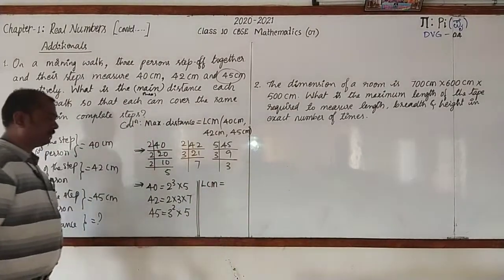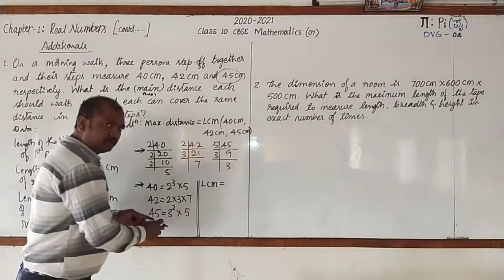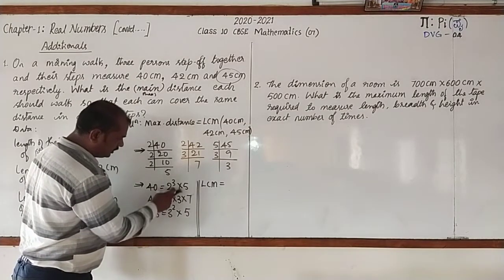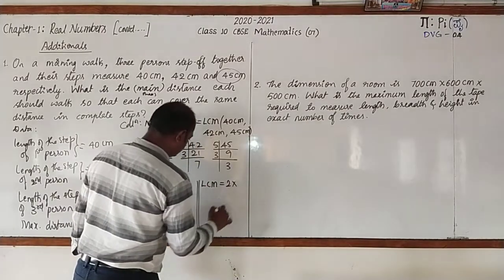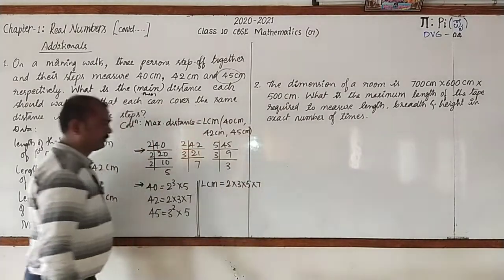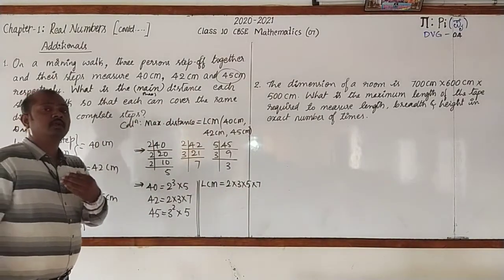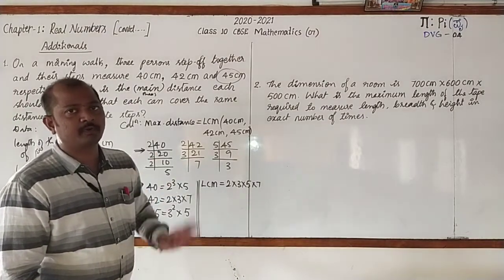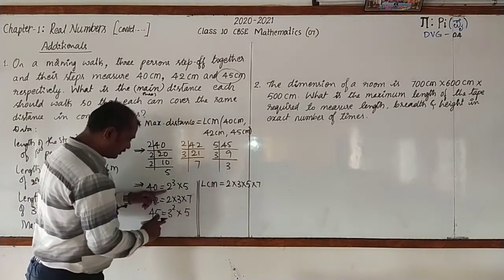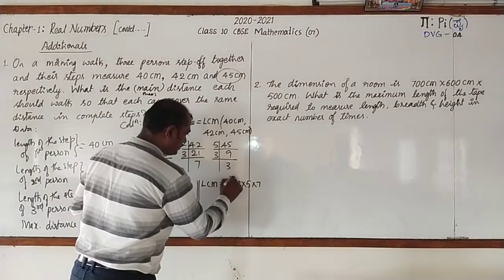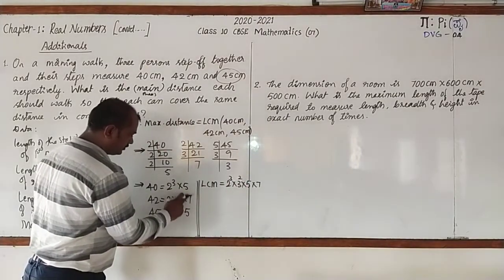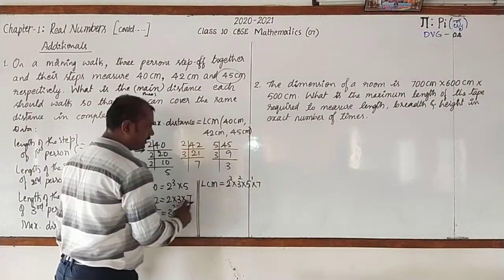LCM is equal to, you will write all the factors involved. What are the factors? 2, then 3, 5, 7: 2 into 3 into 5 into 7. Then, whether we should take the highest power or the lowest power of each prime factor? Yes, it is the highest power. What is the highest power of 2? It is 3. Highest power of 3, 2 is there. Highest power of 5, 1 is there. Highest power of 7, 1 is there.